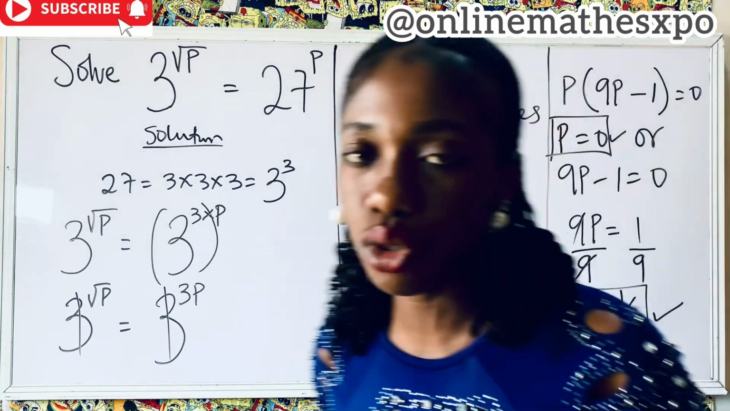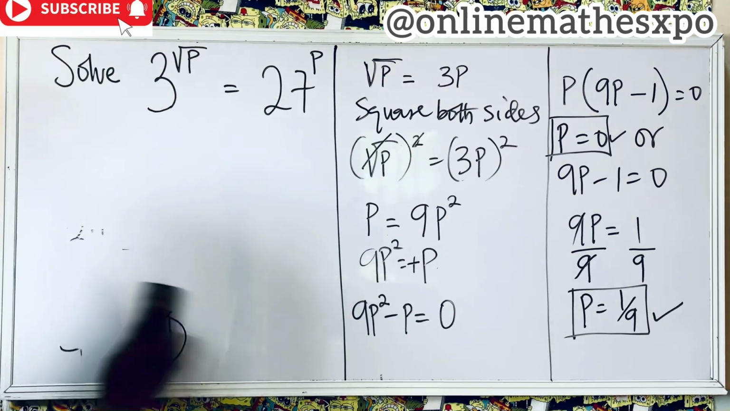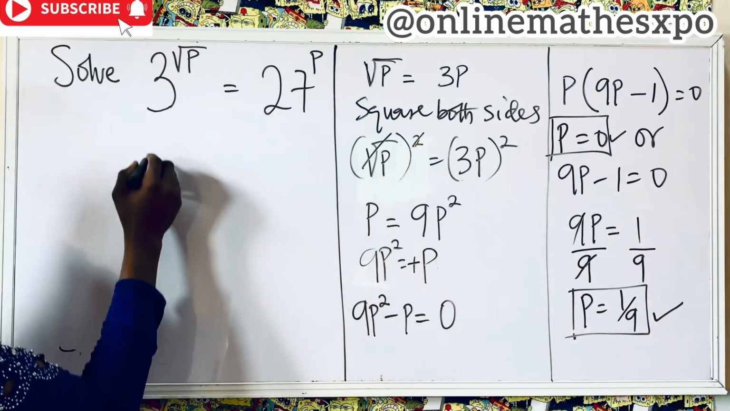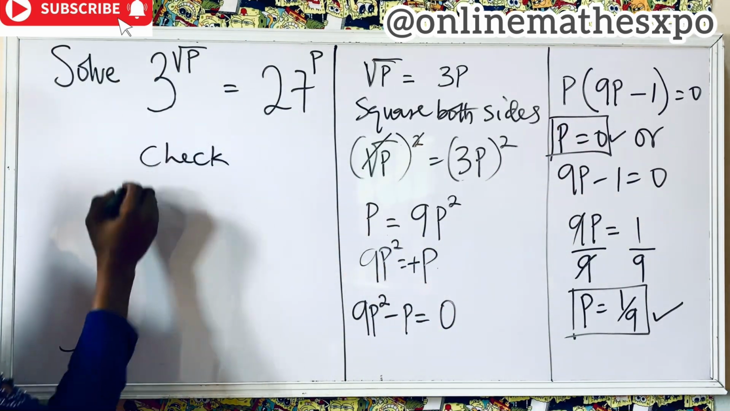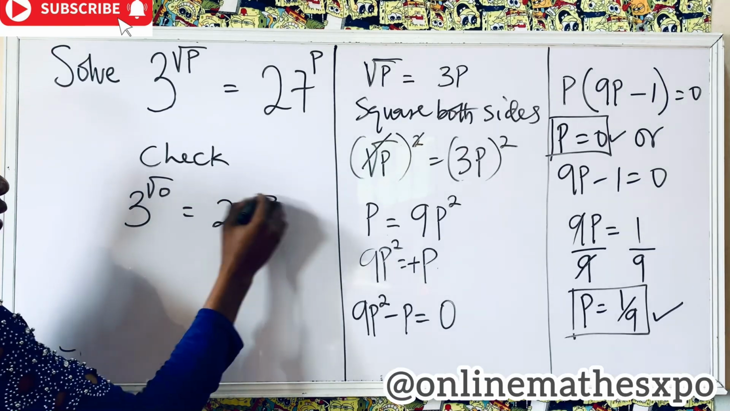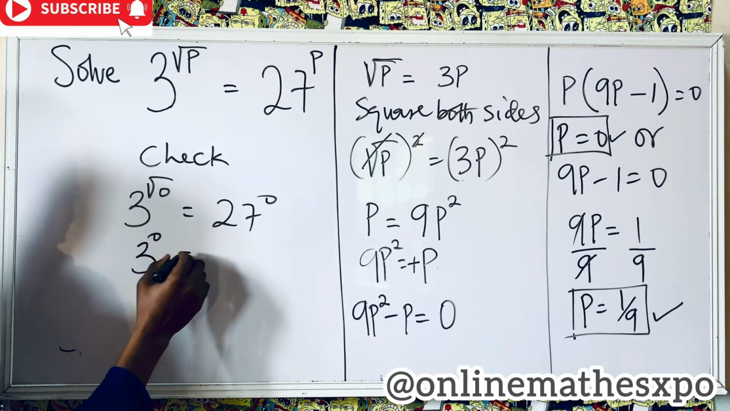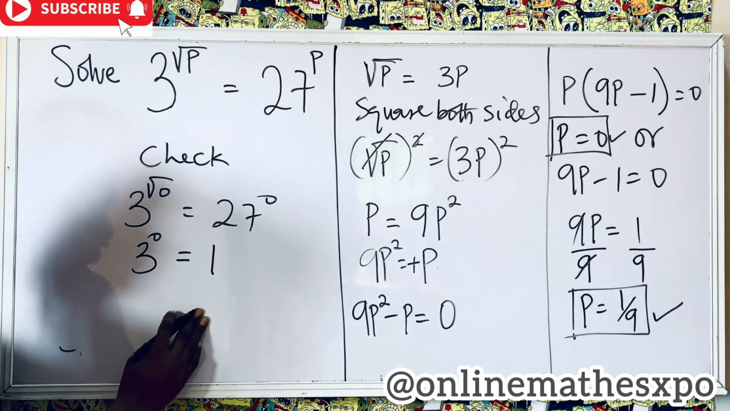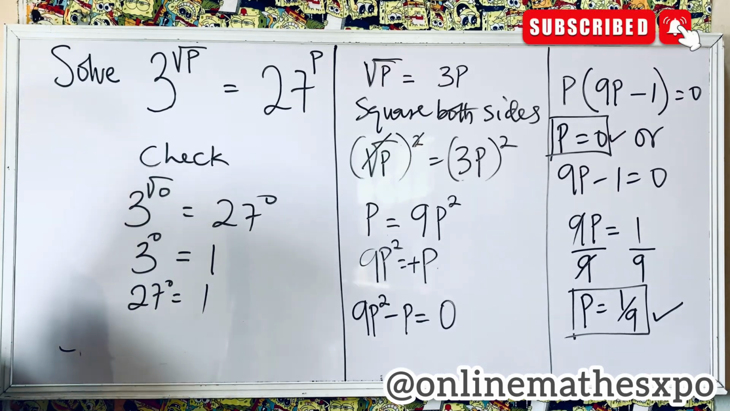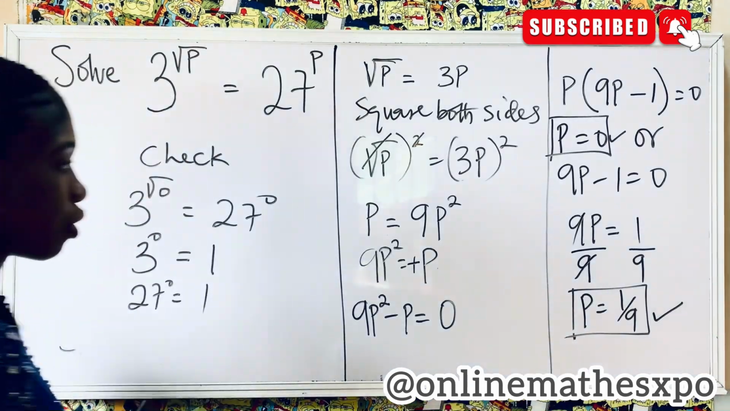Now we're going to do a little check to be sure that what we got is correct. So let's check. In our checking, what do we have? Let's put the value of p. Okay, if you put the value of p here, you see this is square root of 0 is 0, and 3 to the power of 0 will give you 1 according to your indices. 27 to the power of 0 will still give you 1. Did you see that? So let's also check for when p is 1 over 9.